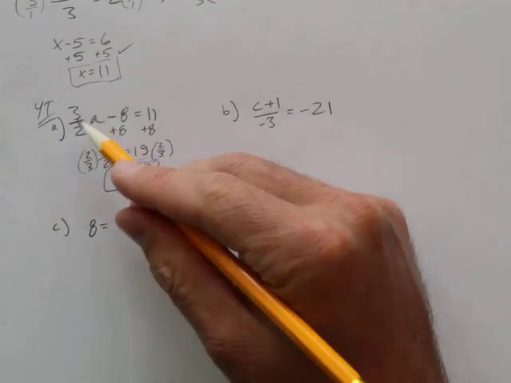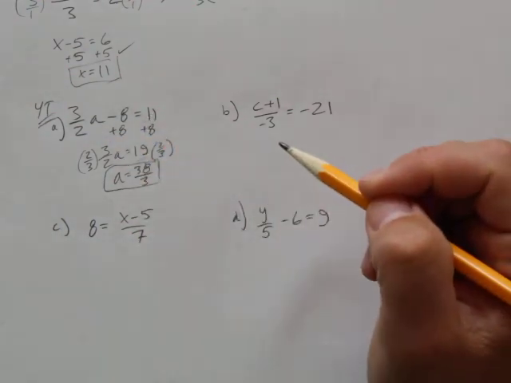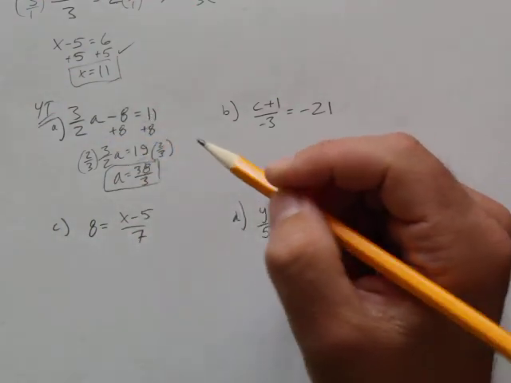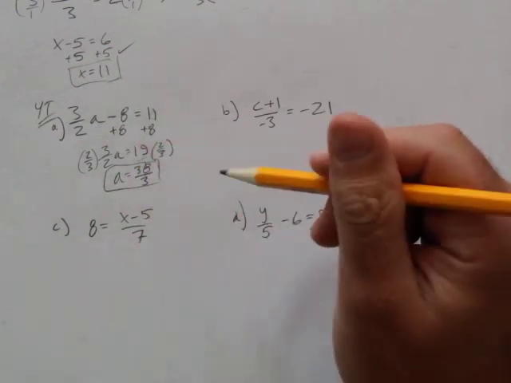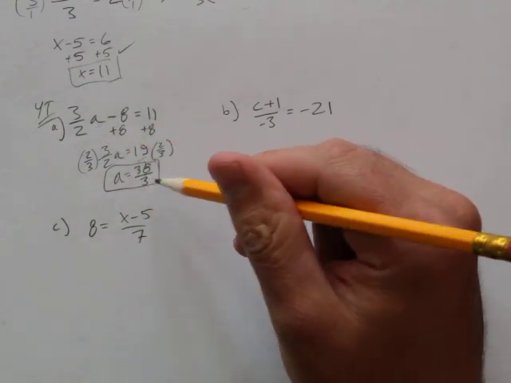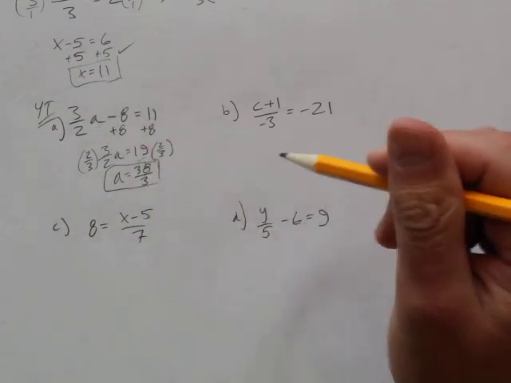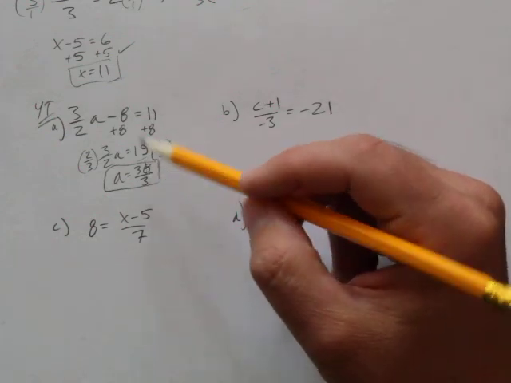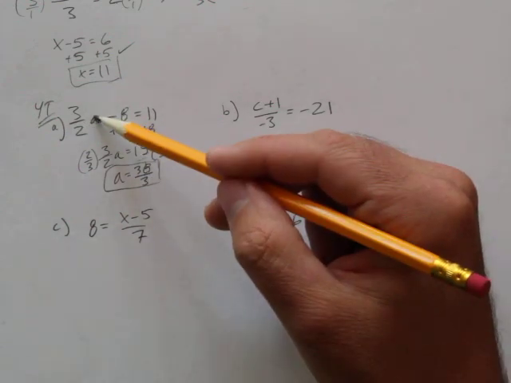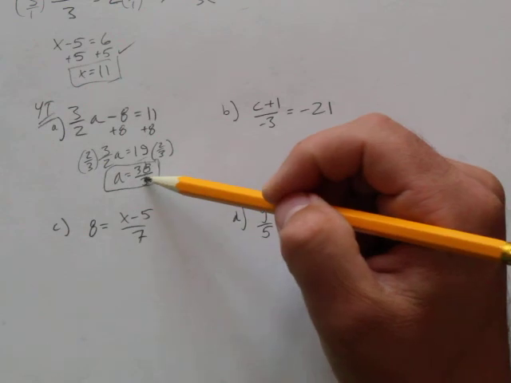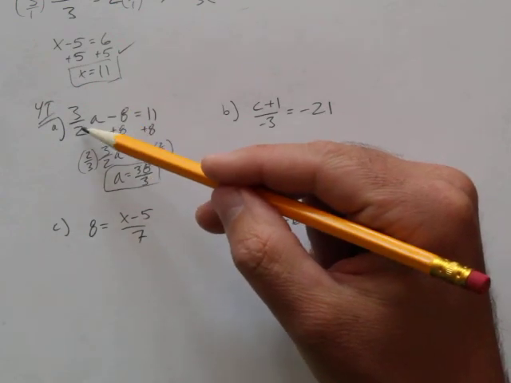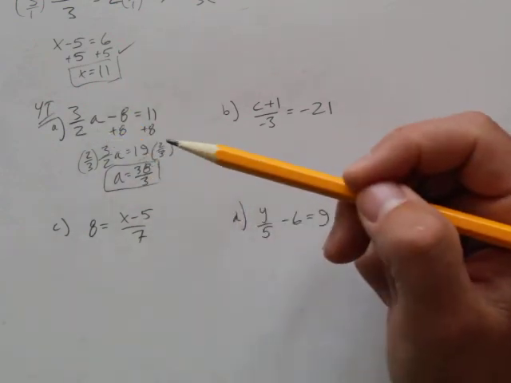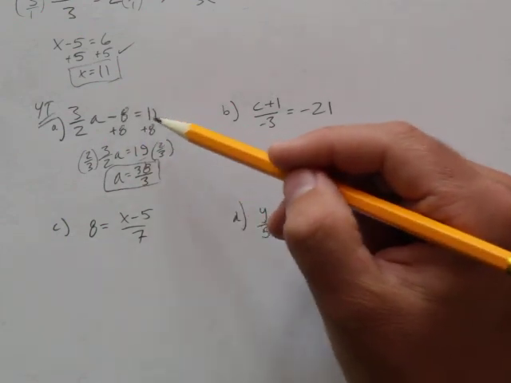If I plug this back in here, I'm going to end up with 11. Yep. So this is a yucky one, but that's just the way it is sometimes. So 38 over 3, if I were to plug this back in, 3 and 3 cancel out. 38 divided by 2 is 19. 19 minus 8 is 11.